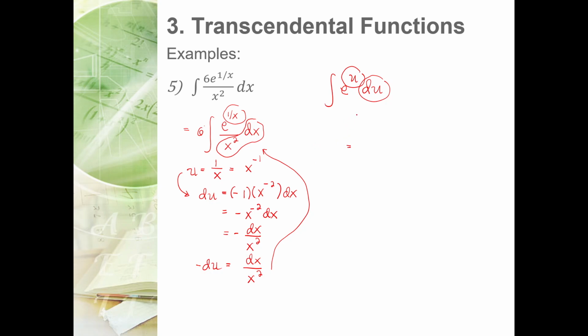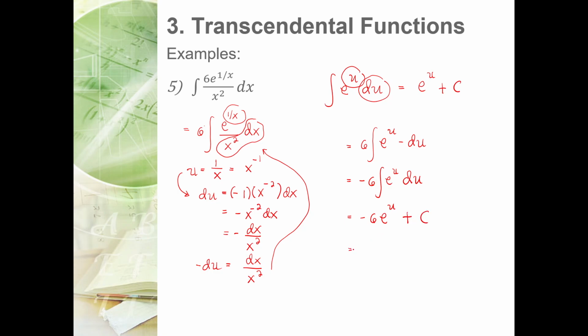Okay, so now we have the u parameter. So 6 integral of e to the power of u. Then our du is negative du. So taking the negative sign outside, so negative 6 integral of e to the power of u du. So integral of e^u du again is just e^u plus c. So negative 6 e to the power of u plus c.